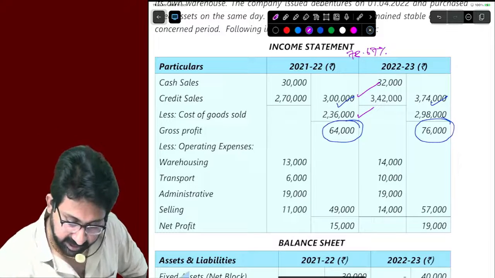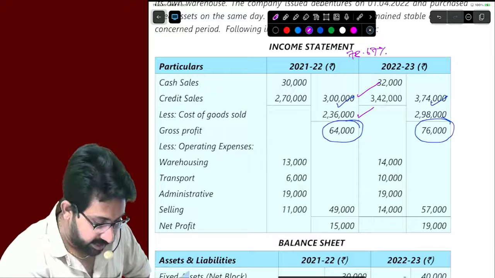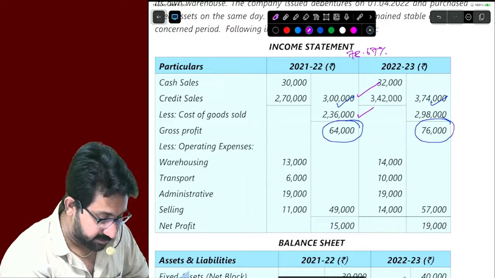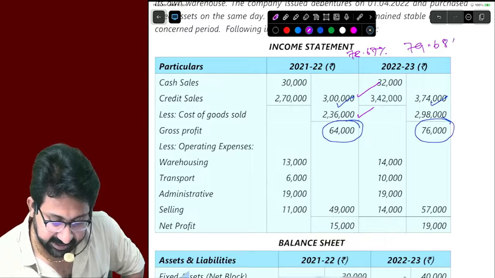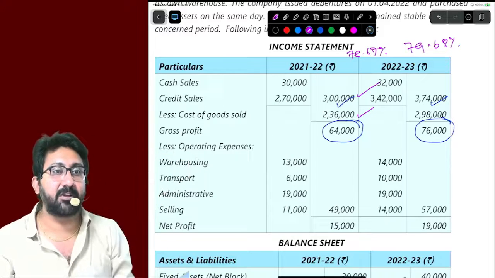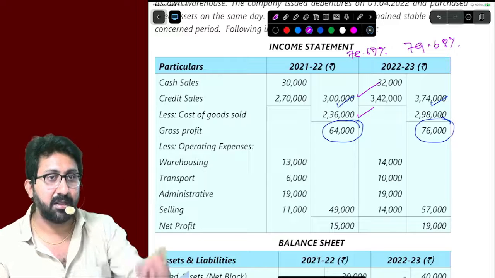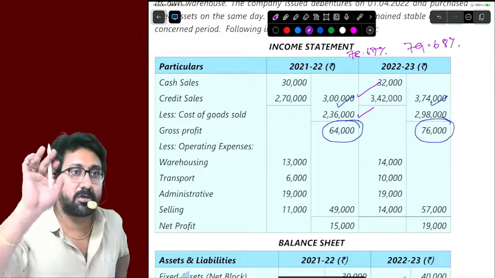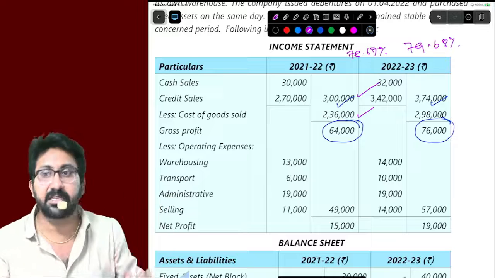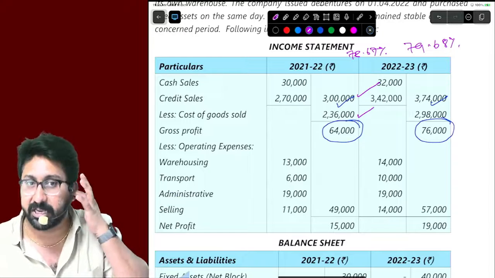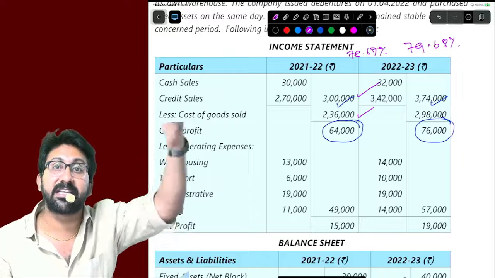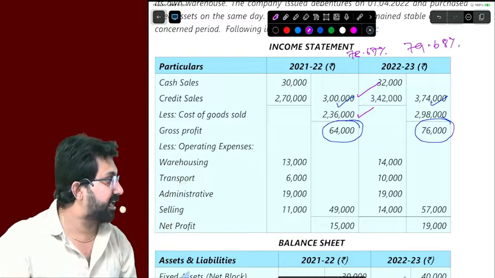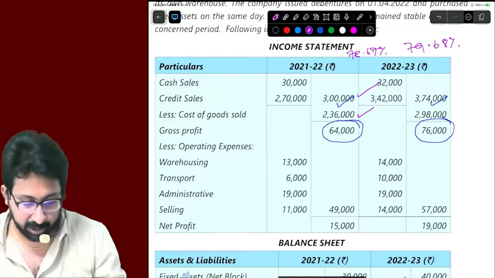Next year, 2,98,000 divided by 3,74,000 into 100. How much? 79.68%. Because of increase in cost, gross profit has fallen. That's the reason we need to give. Everyone understood the concept clearly? Yes. That's what he is asking in the question: give the reasons for the change. What has increased? Percentage of cost to the sales has increased. Because of that, gross profit has fallen. Okay. Below, write down the reason.